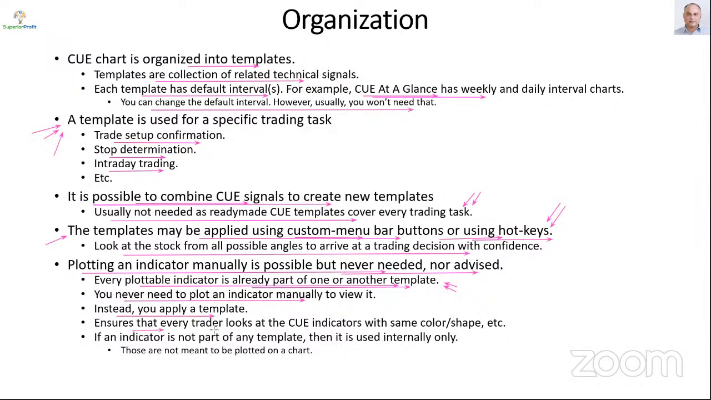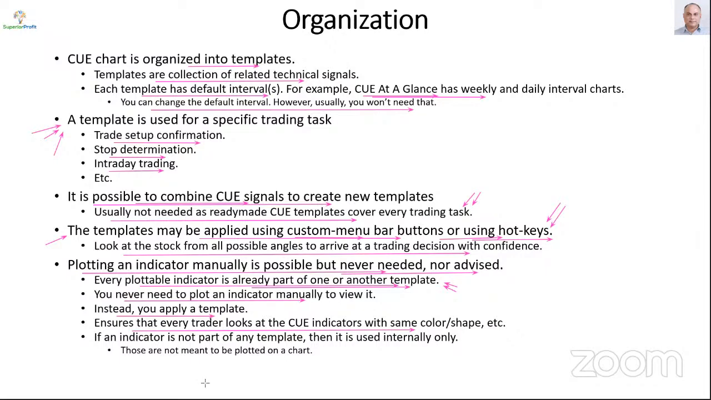That also ensures that every trader looks at the Q indicators with the same color, same shape, same thickness. Everything is the same for everybody. So if we share charts, everybody knows what we are looking at without trying to read the labels. There is no label in Q charts anyway, or trying to right click and find out the indicator's parameters. There are no parameters anyway. Don't even have to figure out the colors because the colors are all preset in the templates.